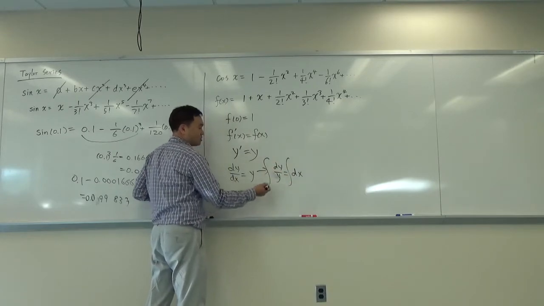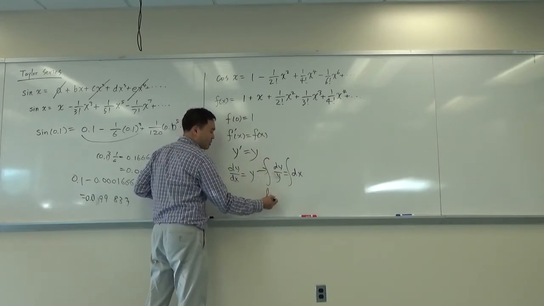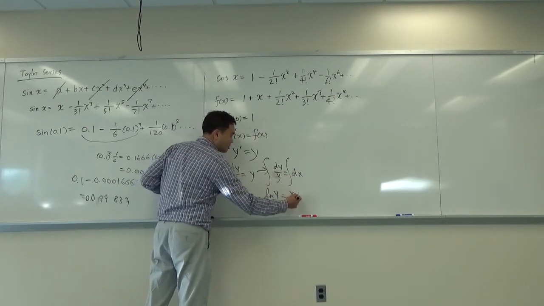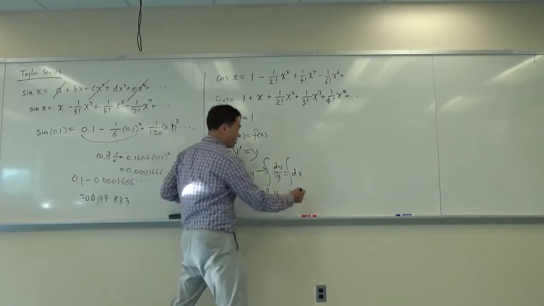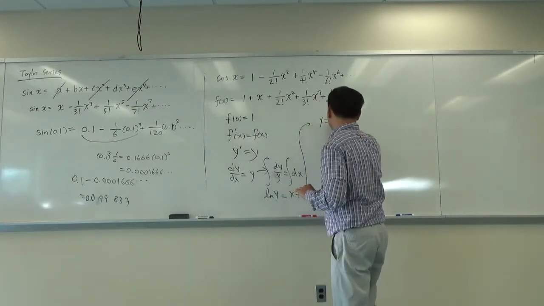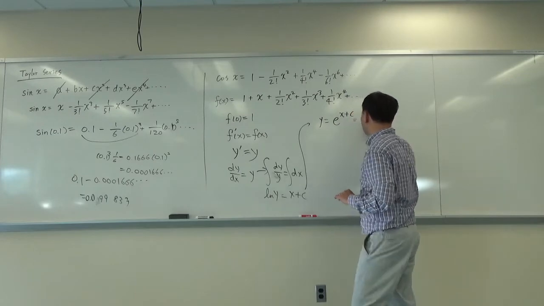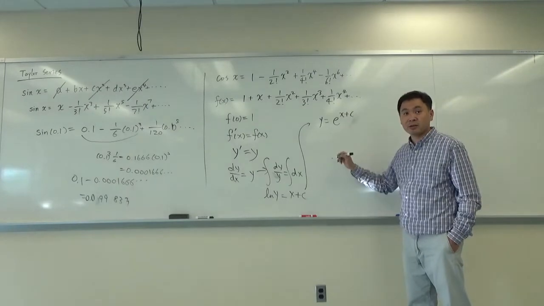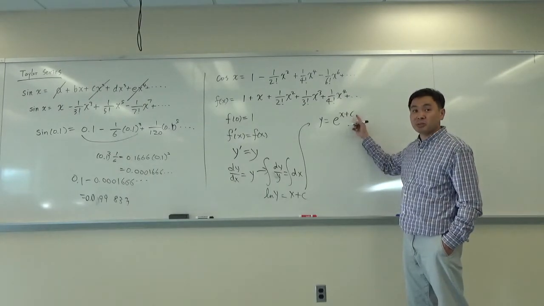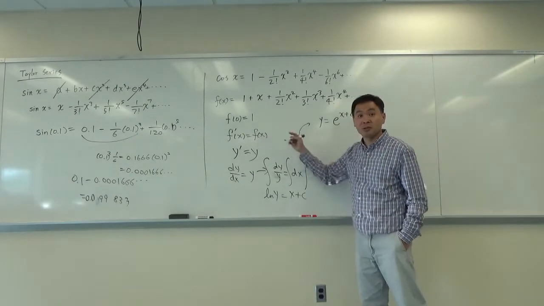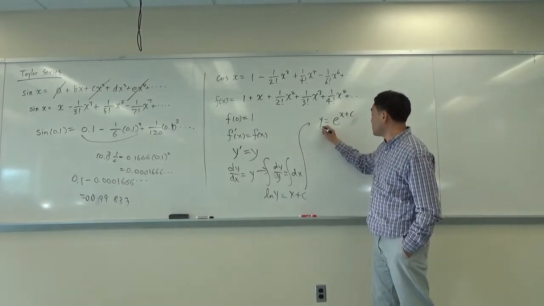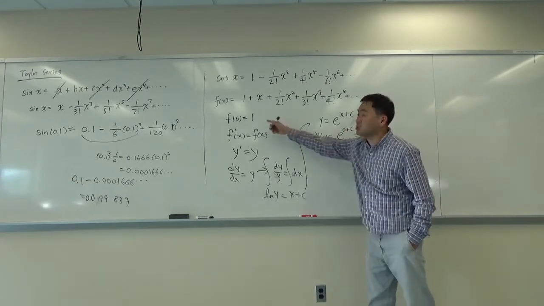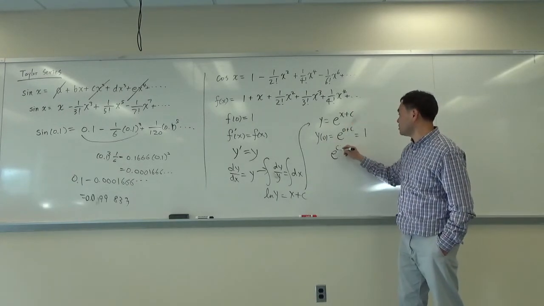If you integrate 1 over y, that's ln of y, and if you integrate 1 dx, it's x plus c, so you get y equals e to the x plus c. So that's what you get for y, but then you have this unknown c. How do you get it? You just use this one. If you plug in y of 0, this is e to the 0 plus c, and that has to equal 1. So e to the c is equal to 1.